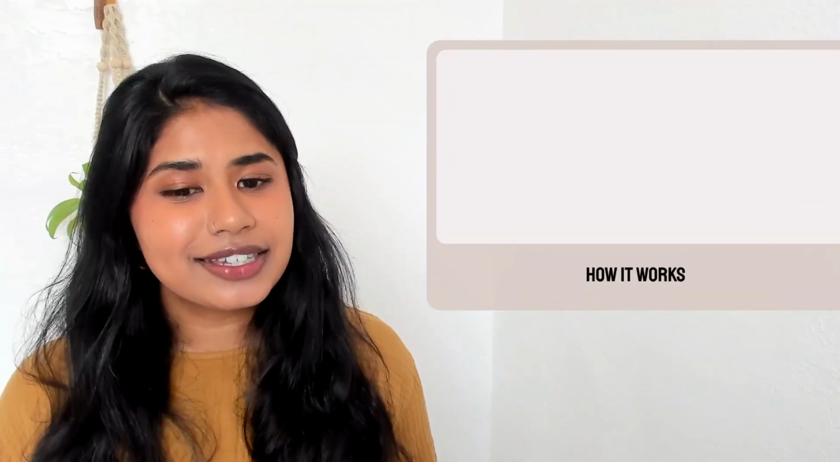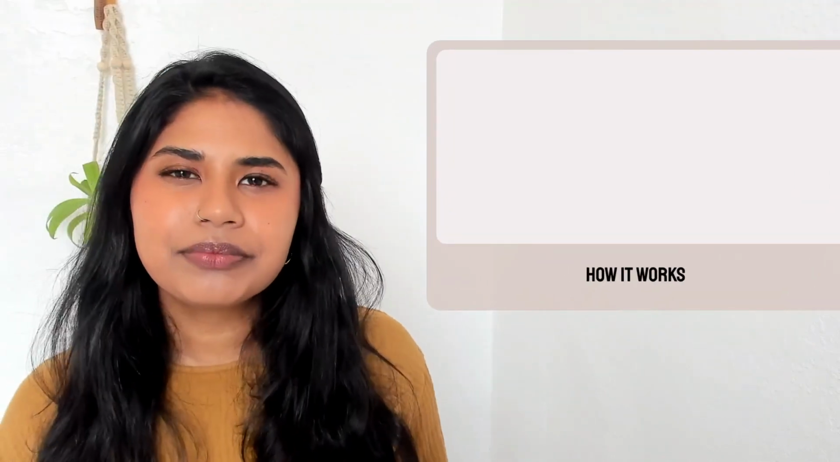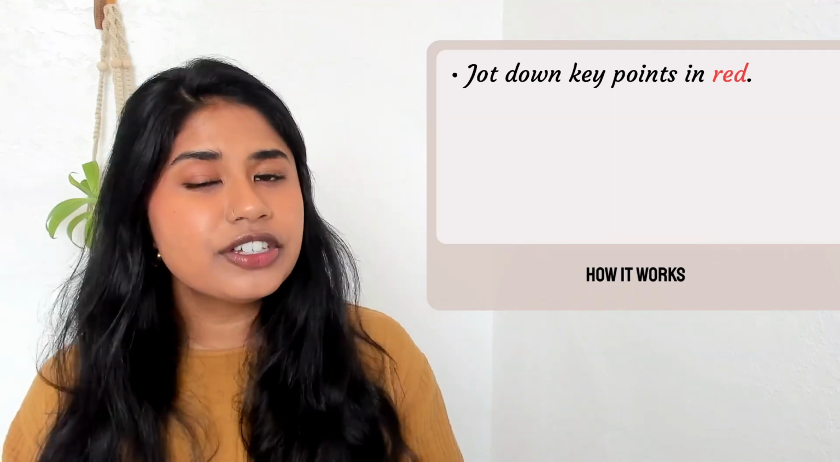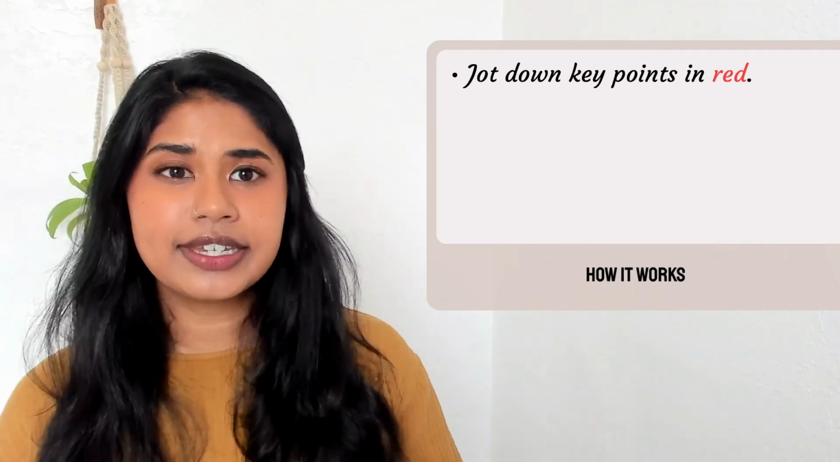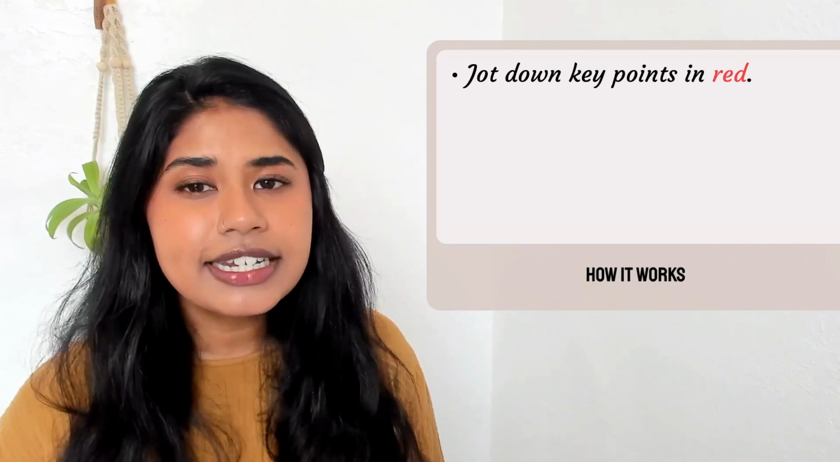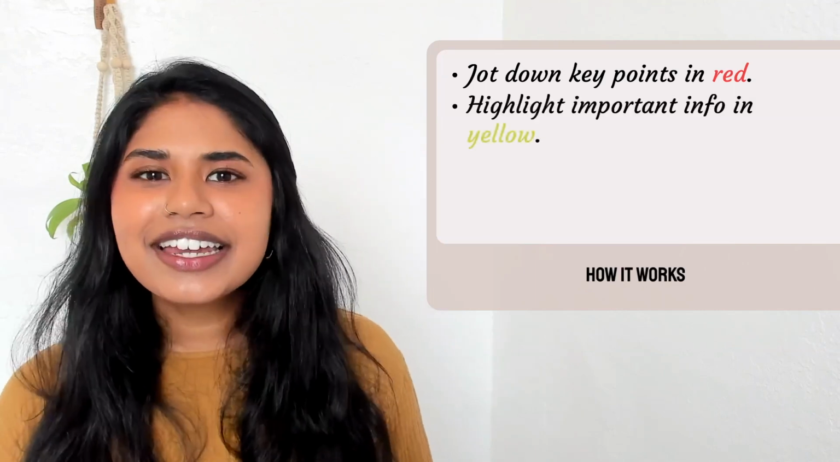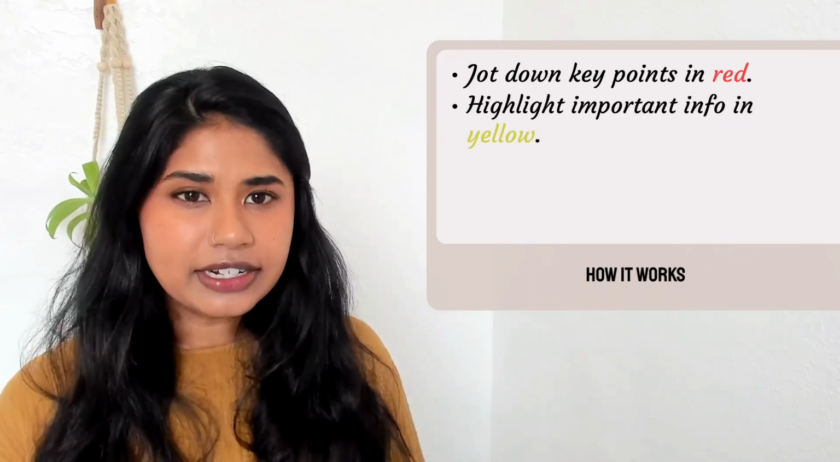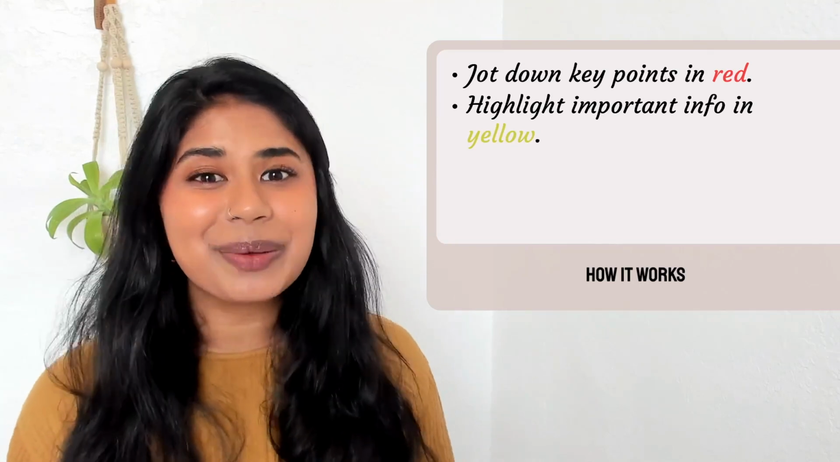If you plan on using this technique, here are some tips. When you write down key points, use the color red, as it's often associated with urgency, importance, and critical, which makes it important for highlighting crucial details in your notes. For highlighting important info, use the color yellow, as it's great for drawing attention to key points and making them stand out on the page.